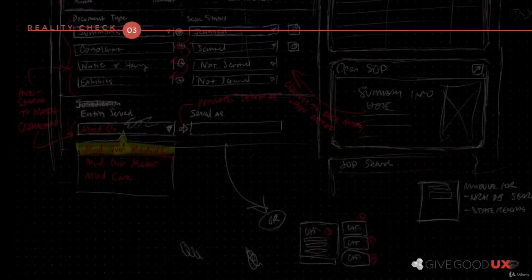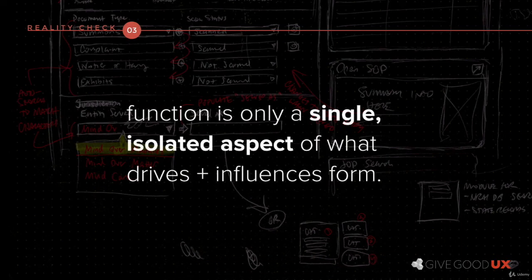So reality check number 3 is that function is only a single, isolated aspect of what drives and influences form. It's only one part of the picture. It can never be the entire motivation behind designing something. And those of you who are developers, who are naturally leading from a development perspective, I want you to really read this and think about it, and think about everything we've said here. You have to make your decisions based on all the criteria of success and on all the principles that you're going to see later on in this course. Function is a small part of that.